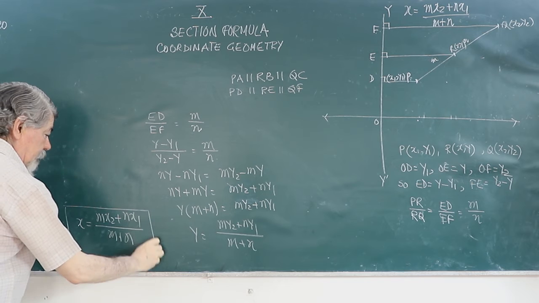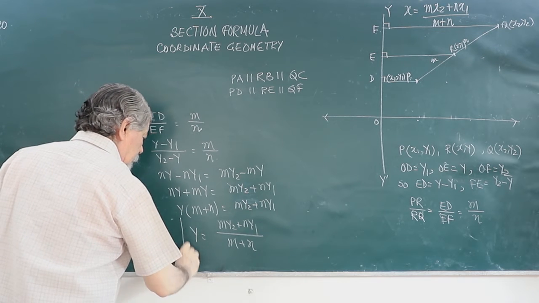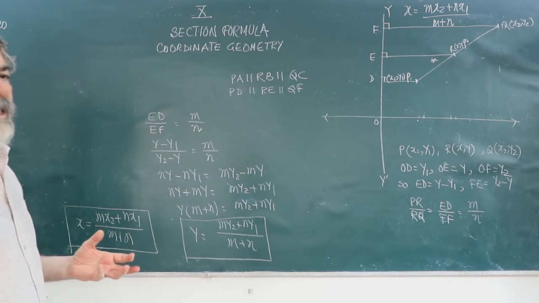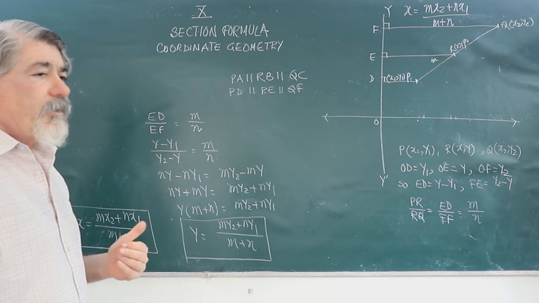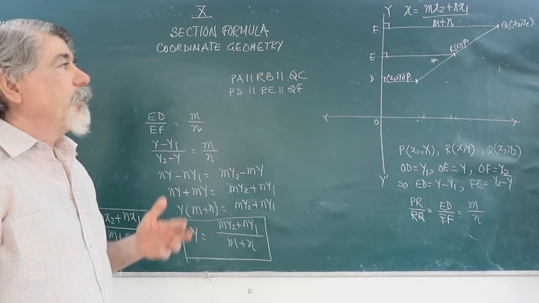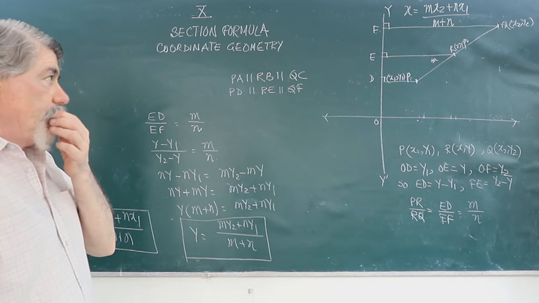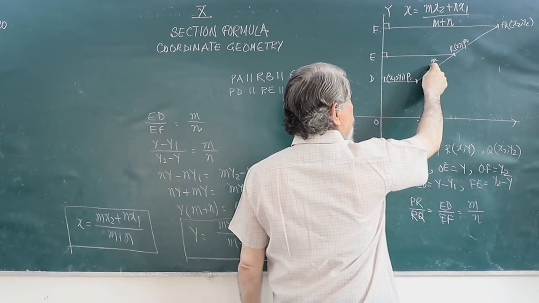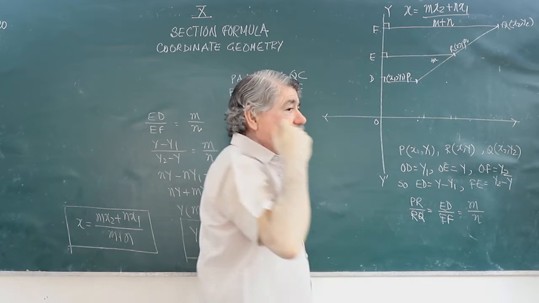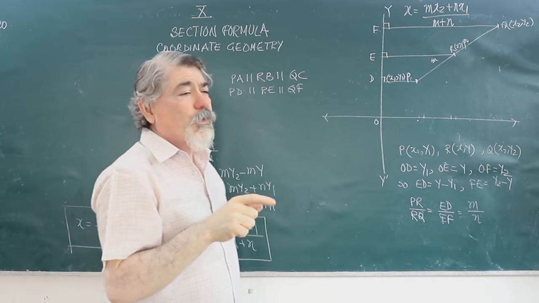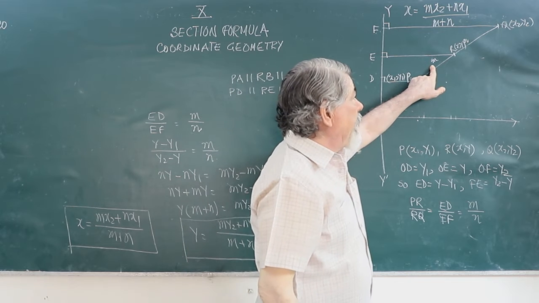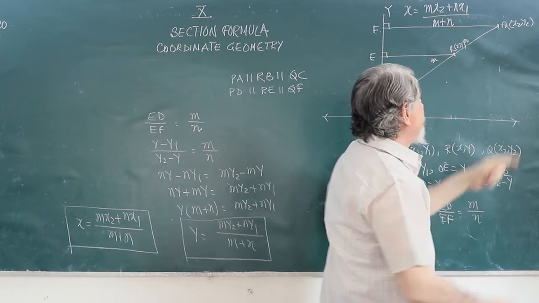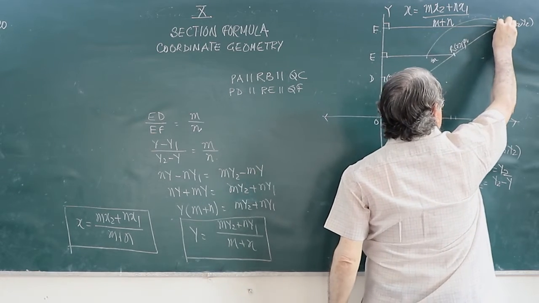These are the coordinates of the point which divides the line PQ, whose endpoints are (x1, y1) and (x2, y2), in the ratio of m is to n. The thing which has to be noticed is this side ratio m. When I am calculating the x-coordinate of R, this ratio m is not multiplied by x1, but it is multiplied on the other side. M will go to this side. This is very important to remember.